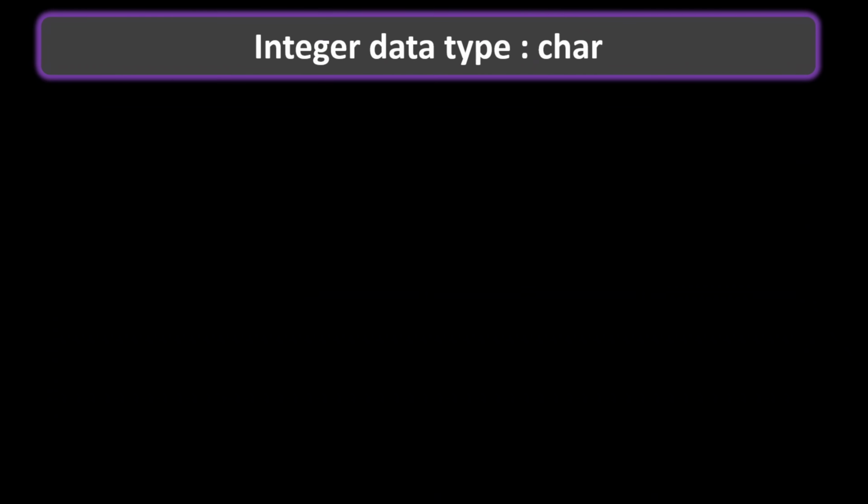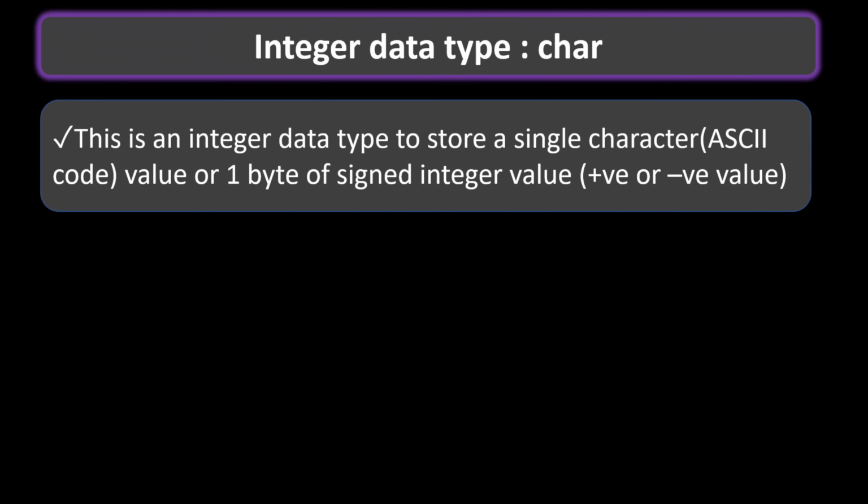Now, in this lecture, let's discuss one of the integer data types, that is the char. What is the char? It is an integer data type to store a single character, an ASCII code value, or 1 byte of signed data value that can be negative and can be positive.